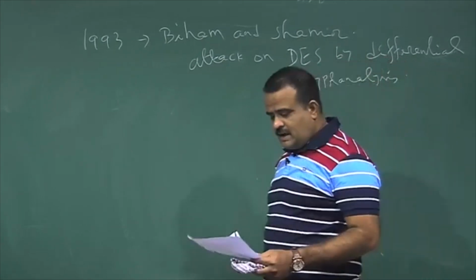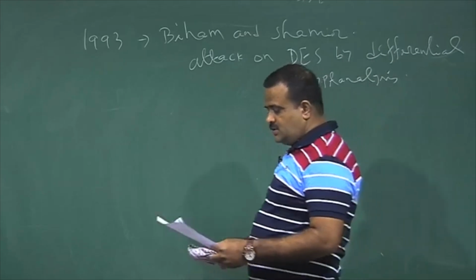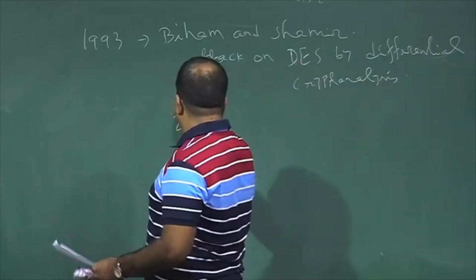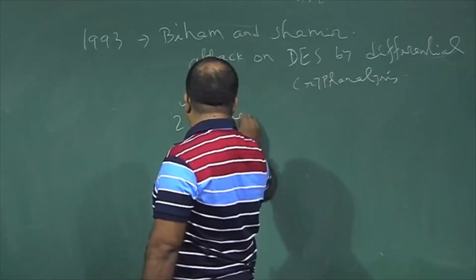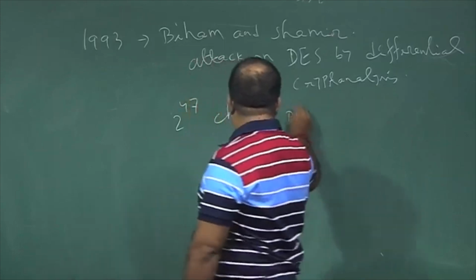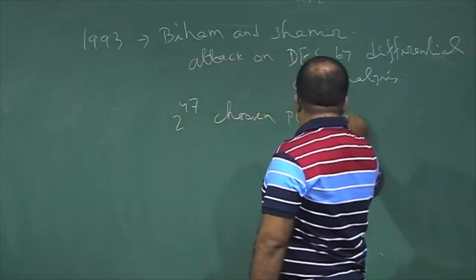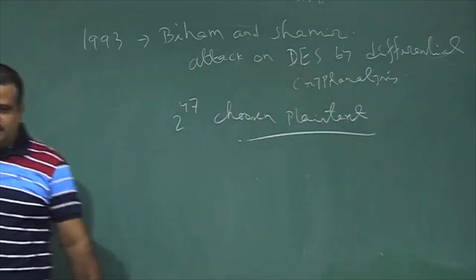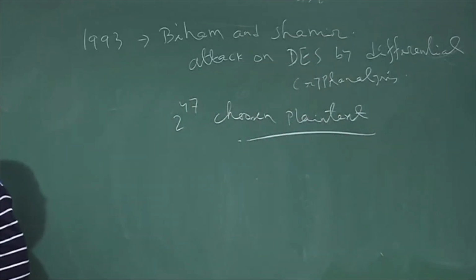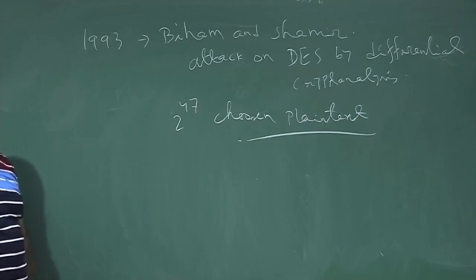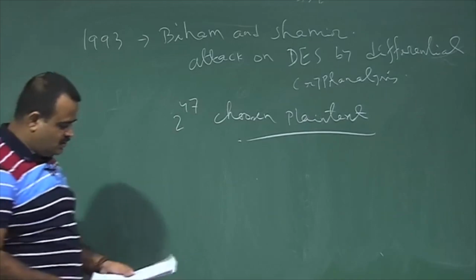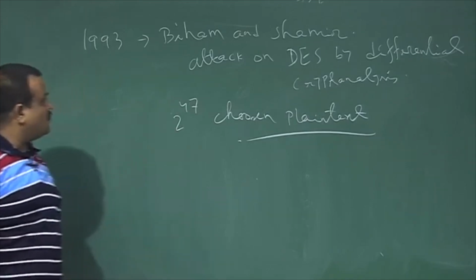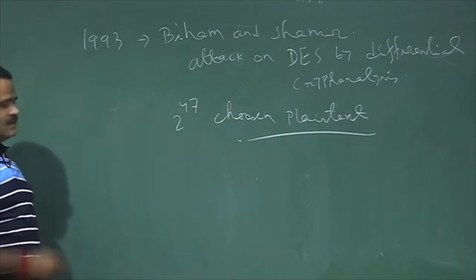And for this attack they chose the size of the plain text as 2 to the power 47 chosen plain text. So, this is a chosen plain text attack, and the size of the plain text they have chosen is 2 to the power 47. That is the complexity of this attack. So, DES was broken by this differential cryptanalysis, and they have a book on this.